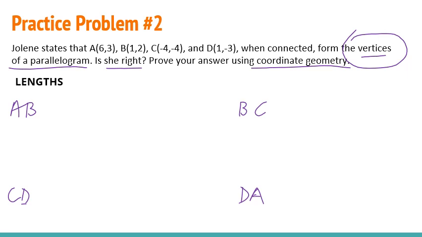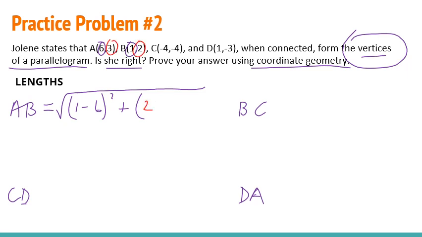So here we go, AB. We're going to find the length of AB, so I'm going to use the distance formula, right? So I'm going to say x2 minus x1, so that's going to be 1 minus 6. I'm looking right here. 1 minus 6 squared plus 2 minus 3 squared, looking right here now, y2 minus y1. All right, and now I just have to simplify this to get my answer. So I'm going to have the square root of negative 5 squared plus negative 1 squared.